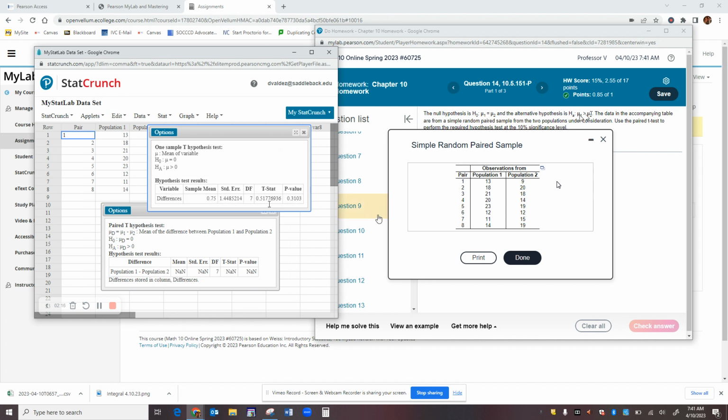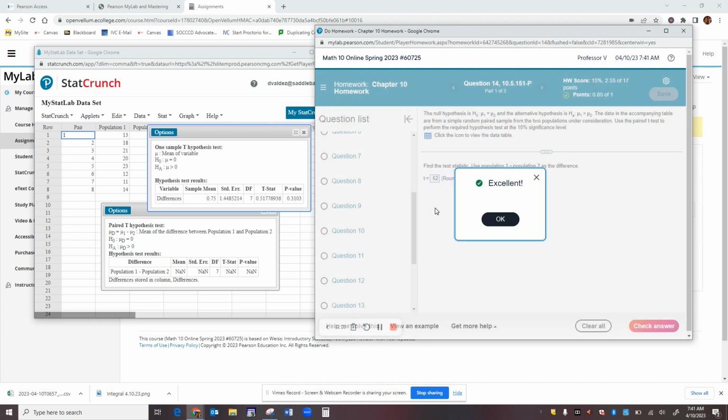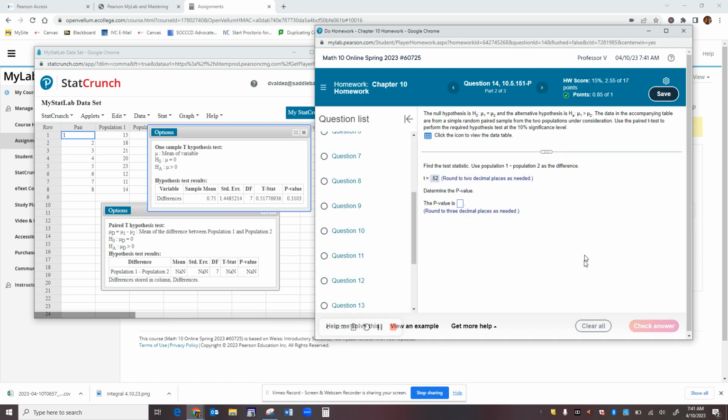There we go. See, now it's cooperating. I don't know why. I didn't like it before. So t-test statistic, 2 decimal places. It's going to be 0.52. Yes, we're so good. Okay, p-value, round to 3 decimal places, 0.310.